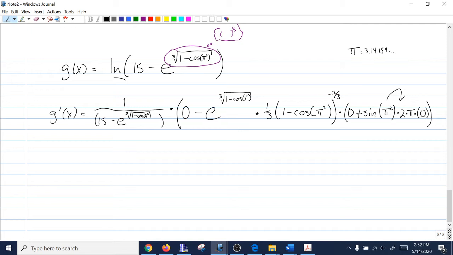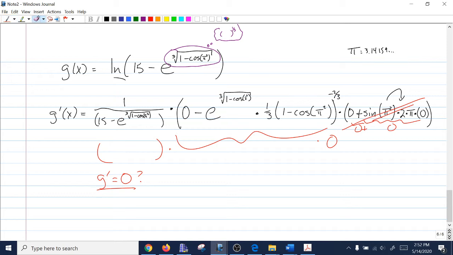So, wait, hold on. This stuff is all being multiplied by 0. So this is 0 plus 0. Makes this whole thing 0. All of this is being multiplied by 0, and all of this is getting multiplied by 0. The derivative is 0?